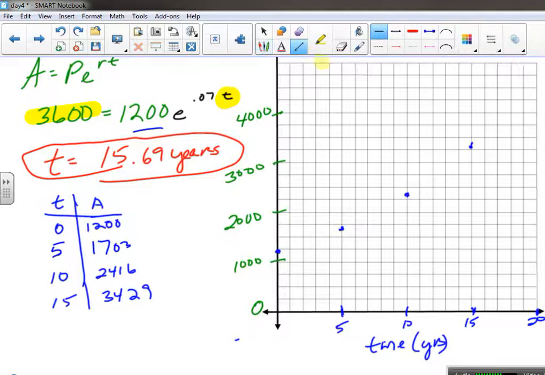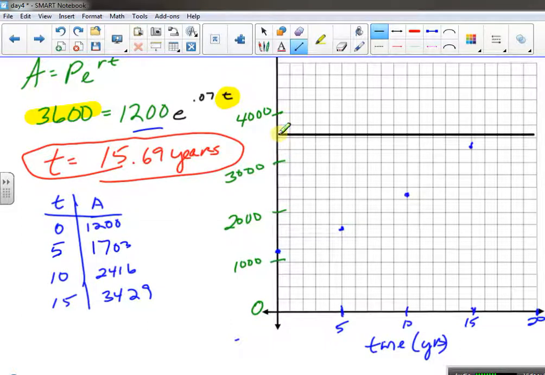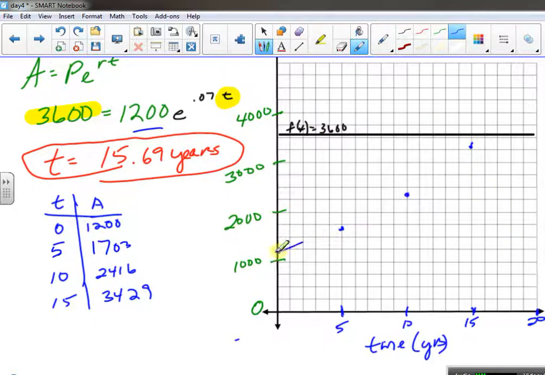Our horizontal line should be at 3,600. So here's 3,500. Let's say 3,600 is right about there. I'll label it to let the whole world know that A equals 3,600. I'm going to pick up my blue pen and I'm going to draw that curve. And again, it should look like a curve.